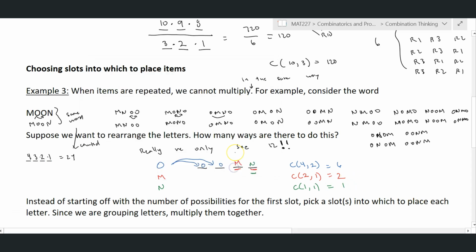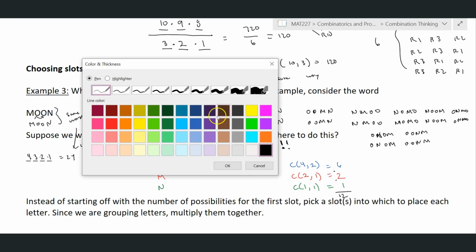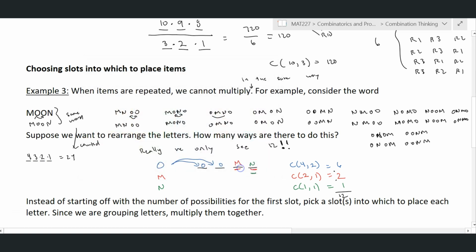Now we want to count all the different ways. So for each of these 6 ways, there are 2 ways to place your M and 1 way to place your N. 6 times 2 times 1 is going to give us 12. Look at that. That matches up. And you might say, but you picked the O's first. What if you had picked the, say, the M first? You did the other letters first. Not to worry, my friends. It works exactly the same way.